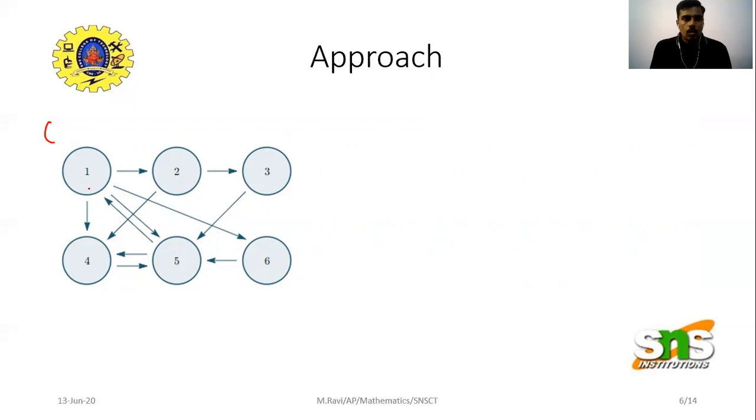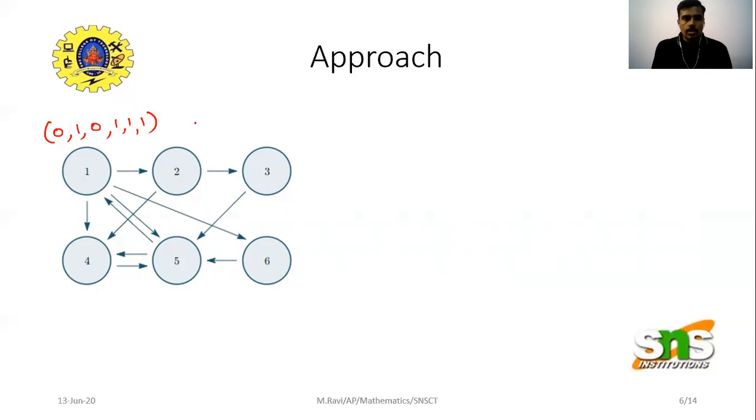Now I am writing the link vector for page number 1. Page 1 is not linked with itself. Any page is not linked to itself, so the corresponding value is 0. Page 1 is linked with 2, so it becomes 1. Page 1 is not linked with 3, so it becomes 0. Page 1 is linked with 4, 5, and 6. Therefore, the link vector of page 1 is 0, 1, 0, 1, 1, 1.